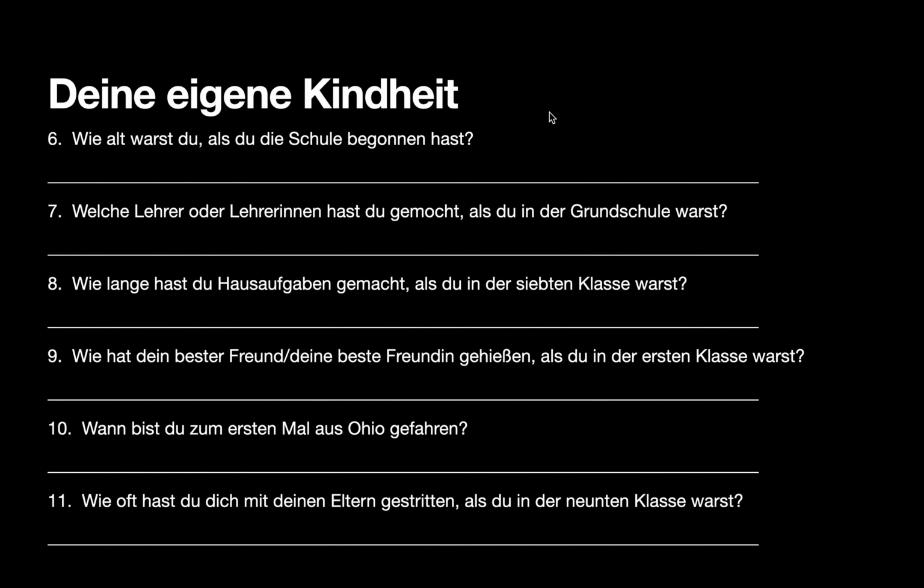On your Google worksheet, you'll see number 6 asks you, "wie alt warst du, als du die Schule begonnen hast?" I'm going to ask you for your answers to take this time expression suggested by the question and rewrite it as a time expression to begin your answer. So I'm going to take this chunk of the question, "als du die Schule begonnen hast," and change the pronoun and the verb conjugation to be about me. "Als ich die Schule begonnen habe."